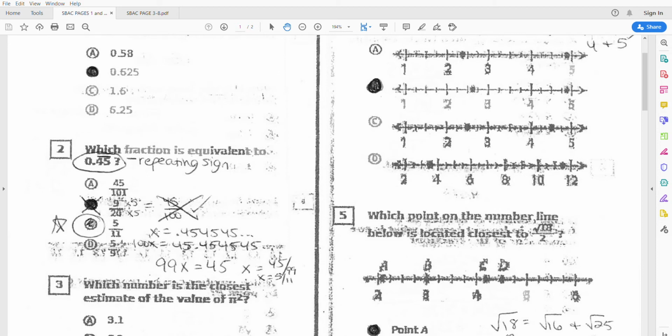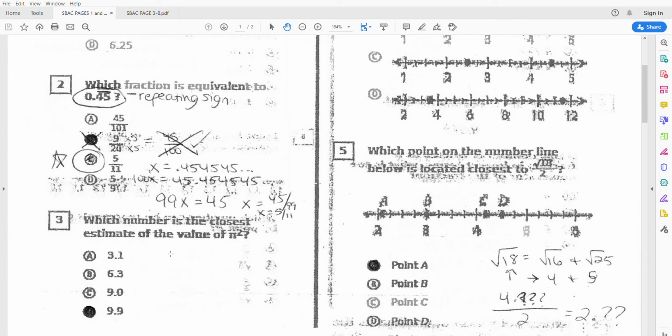And the way you do that is you say X is equal to 0.45 repeating. If you multiply both sides by 100, you get 100 times X is equal to 45.45 repeating. When you subtract these two, you get 99X, and the 0.45 repeating cancels out, and you're left with just 45 minus 0, which is 45, and then you divide by 99, X equals 45 over 99, and then that simplifies to X equals 5 over 11.